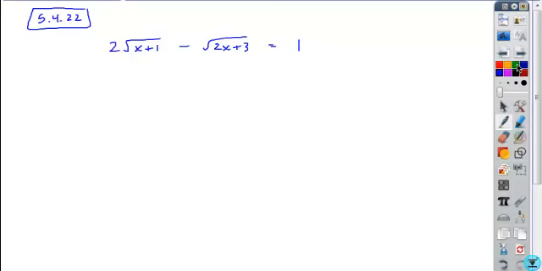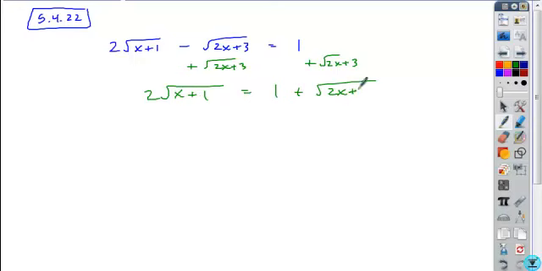All right, so in this problem, you recognize you're dealing with two radicals. So you need to isolate one of them and then get rid of the radical. So I'm going to go ahead and isolate the one that's positive. So I'm just going to add root 2x plus 3 to both sides. So I get 2 times root x plus 1 is equal to 1 plus root 2x plus 3.